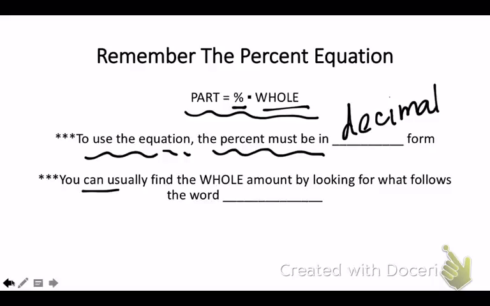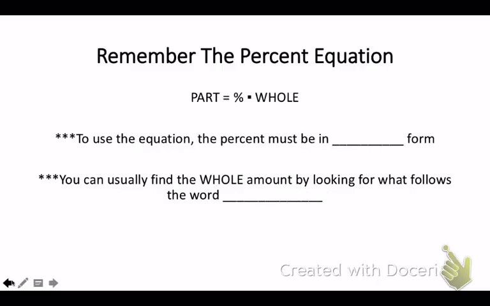And then secondly, you can usually, emphasize the usually, find the whole amount by looking for what follows the word of. We're normally trying to find the percent of the whole number. Of is a code word for multiplication. We've talked about that as well. So hopefully we remember these pieces of background information.